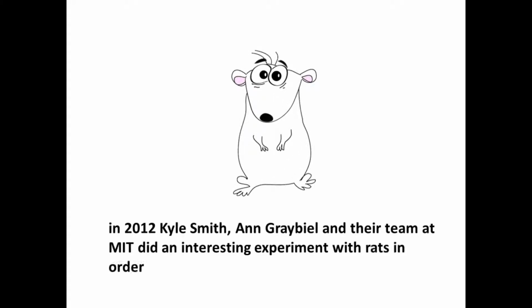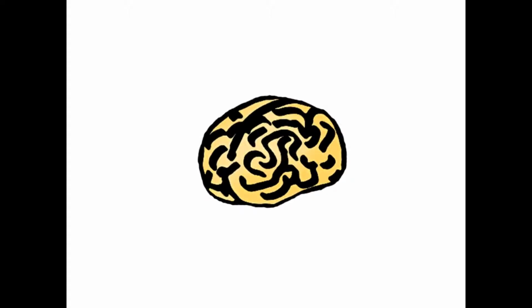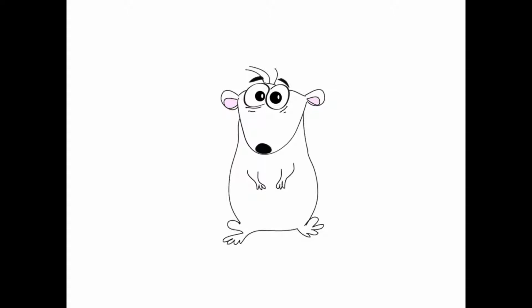In 2012, Ann Graybiel and her team at MIT did an interesting experiment with rats in order to understand habits. The idea was to see if a region of the brain called the infralimbic cortex is important for controlling habits in real time. In order to test this hypothesis, rats were subject to a process called optogenetics that allows a specific region of the brain to be shut down using light.